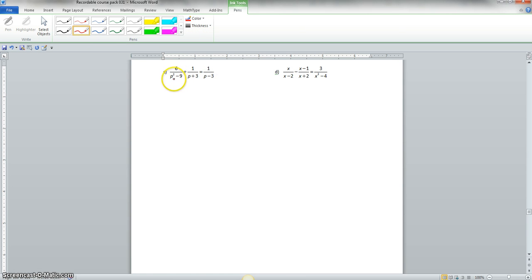Now the first thing I probably would do is take the factorization of p squared minus 9. That's the difference of two squares. So this would be 6 over p minus 3, p plus 3, which we learn how to do the difference of two squares in chapter 6. So it'd be 1 over p plus 3 is equal to 1 over p minus 3.